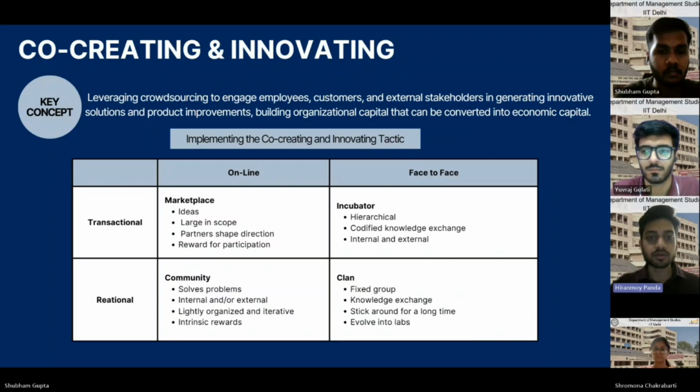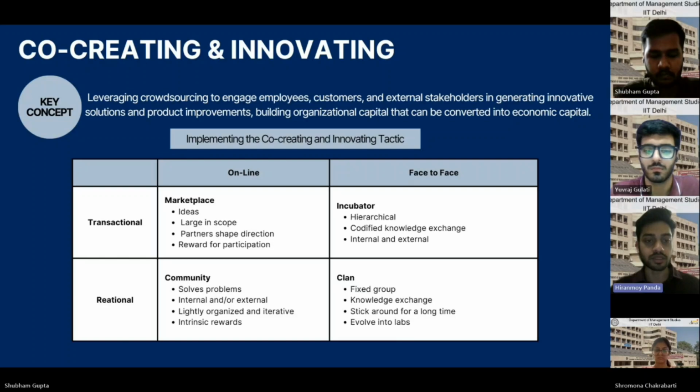So implementing the co-creating and innovating tactic, we can see online and face-to-face. These are the two types of method. And here we have depicted it in terms of the square matrix, right? So marketplace is where it is basically prevalent, where scope is large, and there is reward for participation, and there is also encouragement for new ideas.